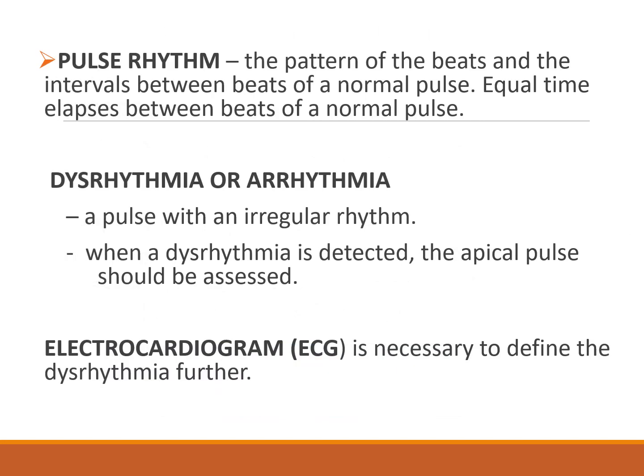The next character of the pulse is the pulse rhythm. Normally, a regular interval occurs between each pulse or heartbeat. An interval interrupted by an early or late beat or a missed beat indicates an abnormal rhythm or dysrhythmia. A dysrhythmia threatens the ability of the heart to provide adequate cardiac output, particularly if it occurs repetitively. You identify a dysrhythmia by palpating an interruption in successive pulse waves or auscultating an interruption between heart sounds.